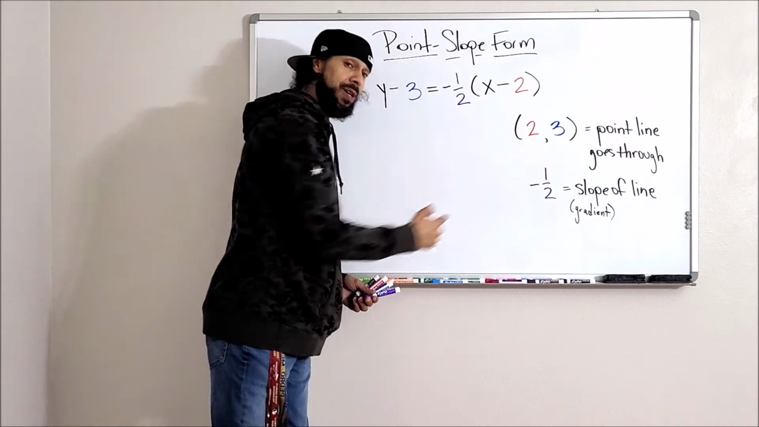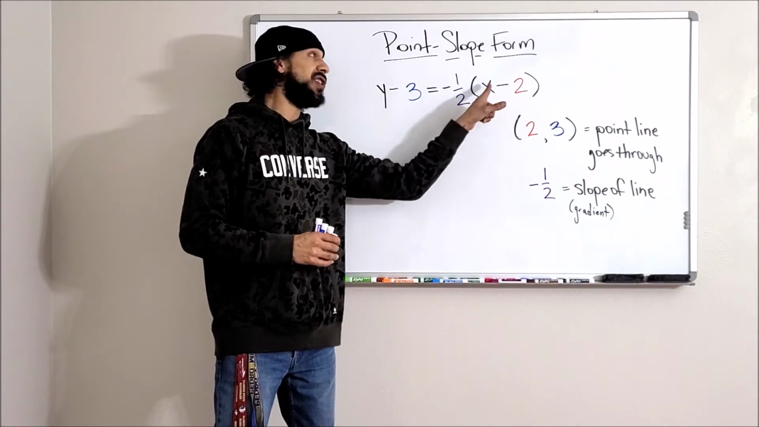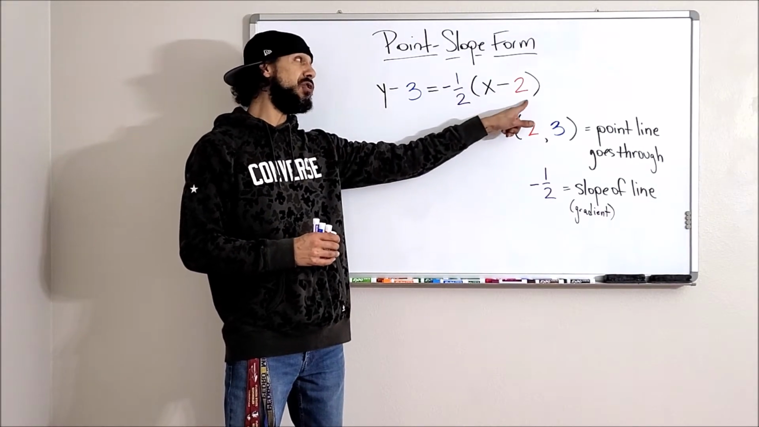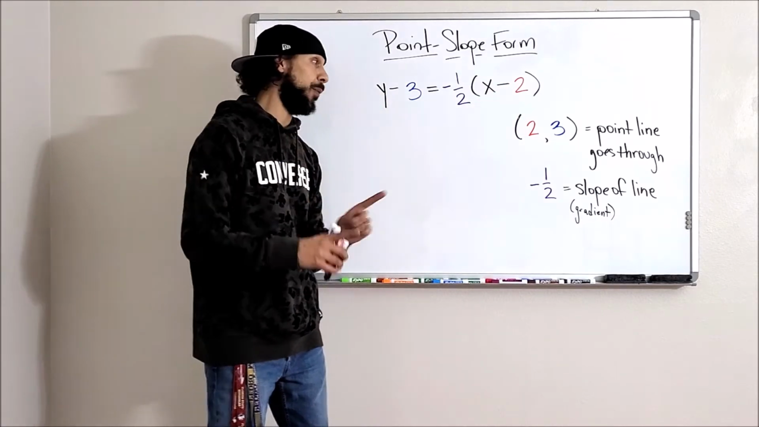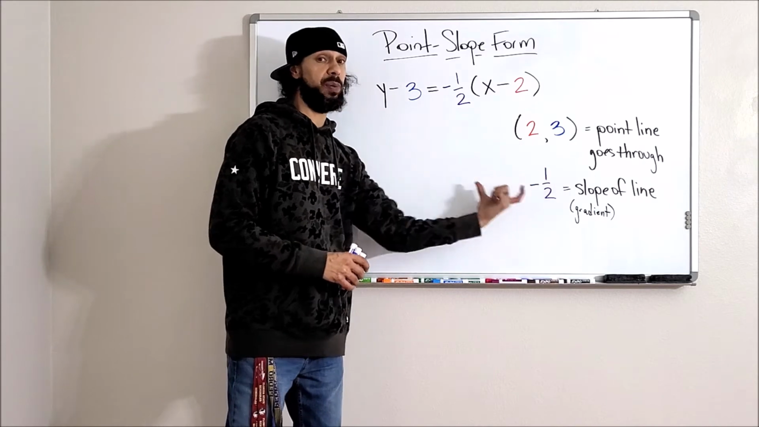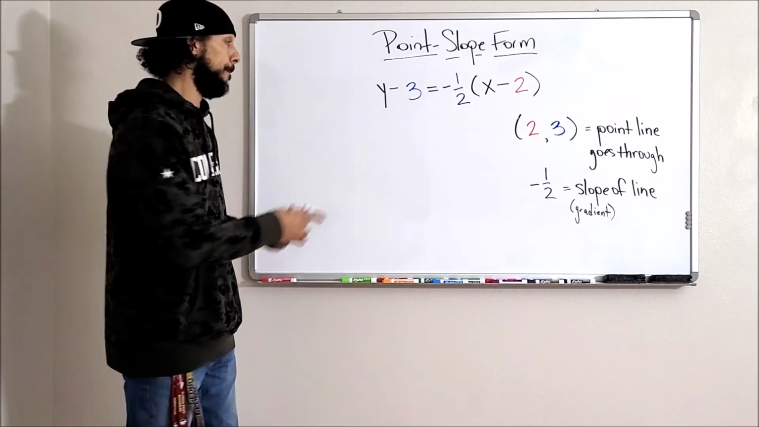(2, 3). Now notice, when I put the 2 up here in parentheses, there was a negative sign here. So that 2 turned negative, as did this 3. So think about that. When you take these coordinates for the points and plug them in, their signs are going to change. Let me show you with one more example.